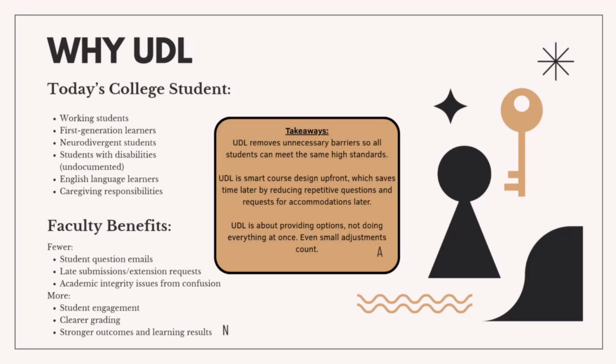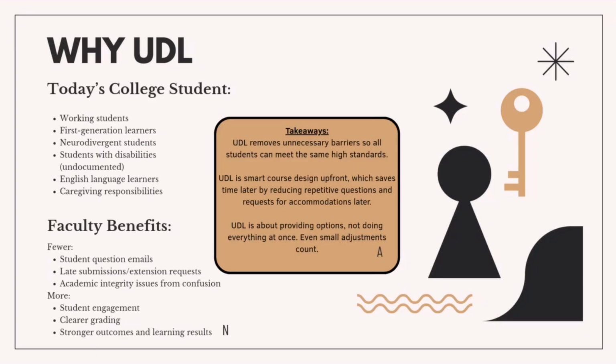All right, so why UDL? Today's college students: we have all kinds of students going to Blackhawk Tech. We have working students. They might be there not just for 2 years, they might be there 3-4 years. We have first generation college learners. Their parents, by definition, never went to college. So these students are coming into the college with no experienced person in their family that's been there before, so they don't have people as guides.